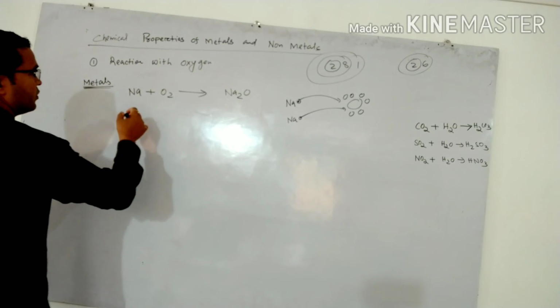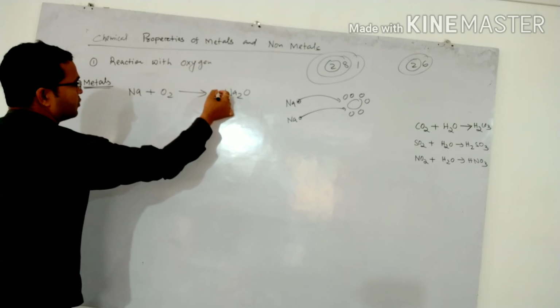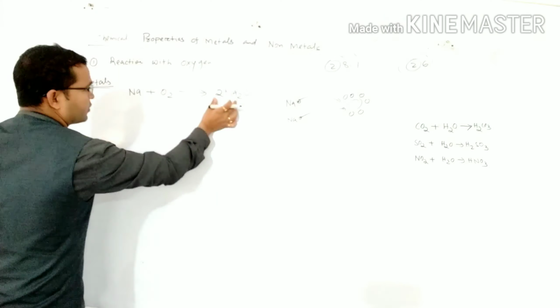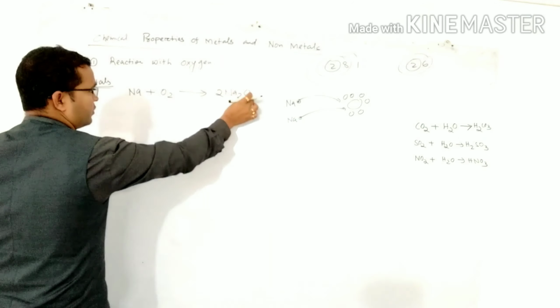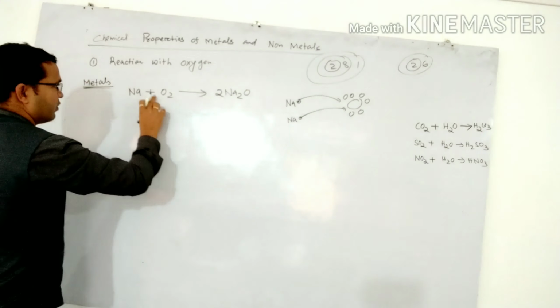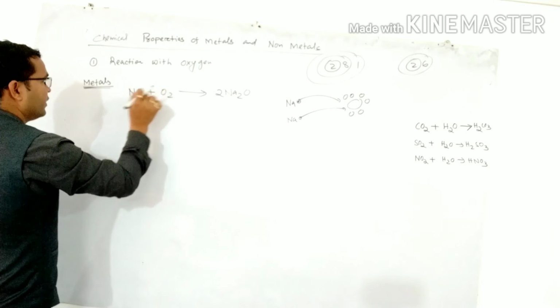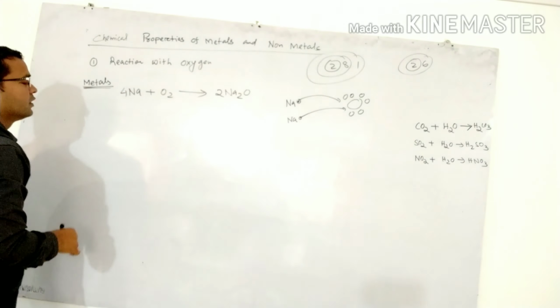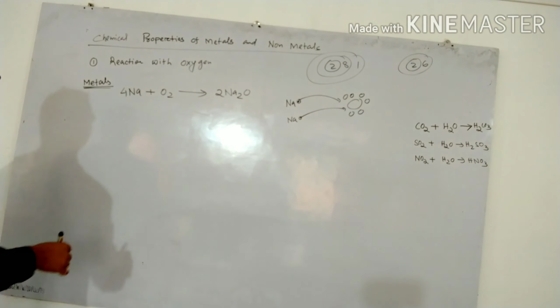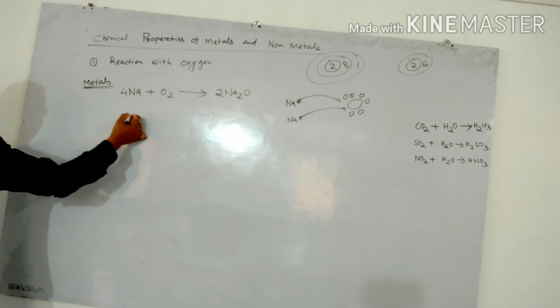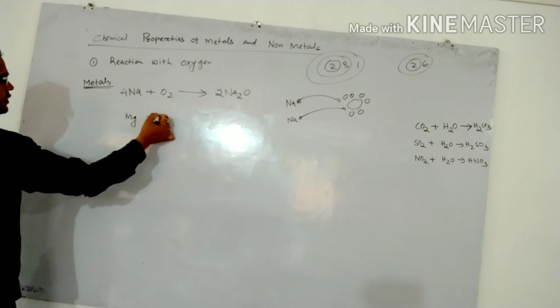So you have to balance it. So put 2 here. So 4 sodium will be there and 2 oxygen will be there. So for 2 oxygen, no need to give any value here. Here we have to give 4. So this is the balanced equation. So next, magnesium reacts with oxygen.